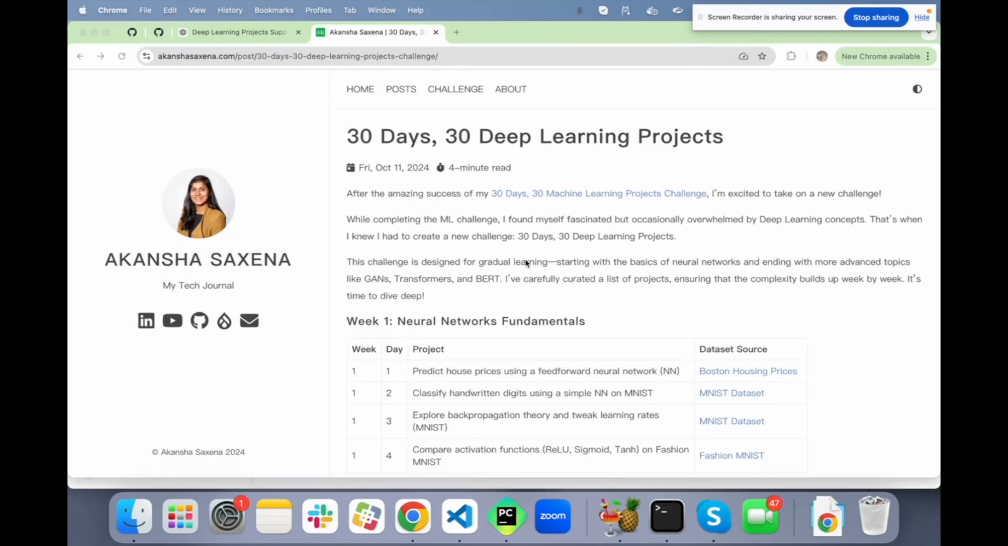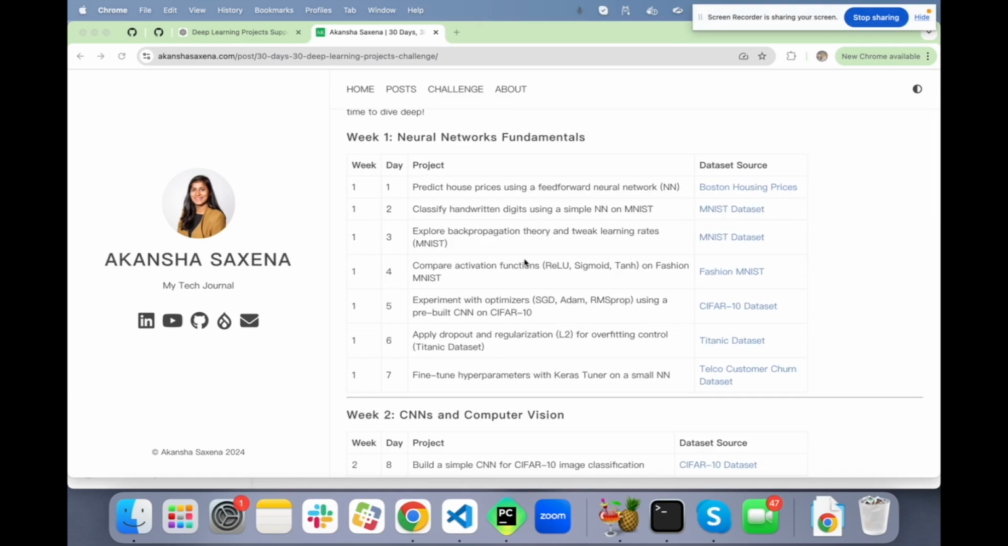Hello everyone. Today is day 4 of this challenge where we are solving 30 machine learning problems, or I say we are doing 30 deep learning projects in 30 days. So let's get started. The title for today's problem is to compare activation functions, which are rectified linear unit, sigmoid, and tanh on the Fashion MNIST data set.